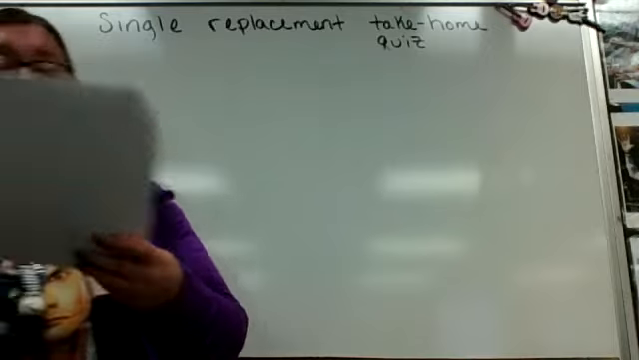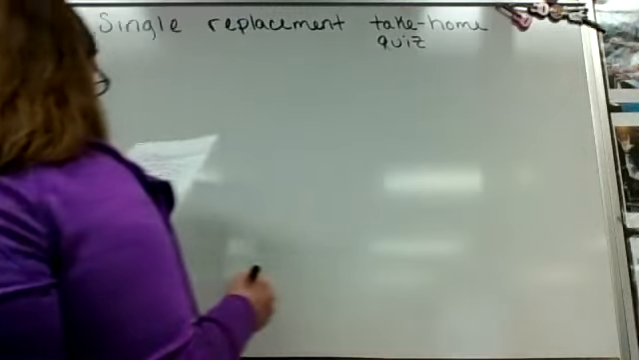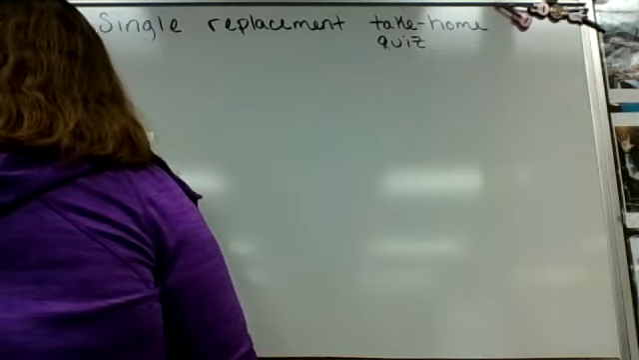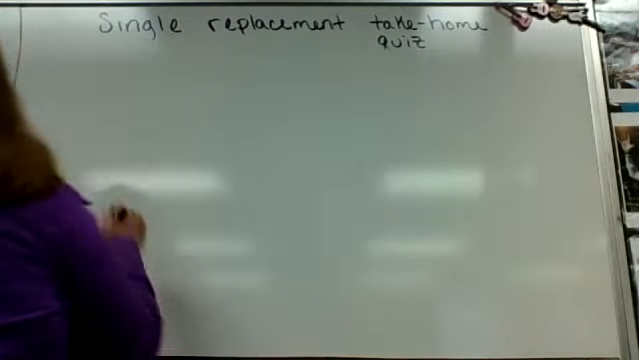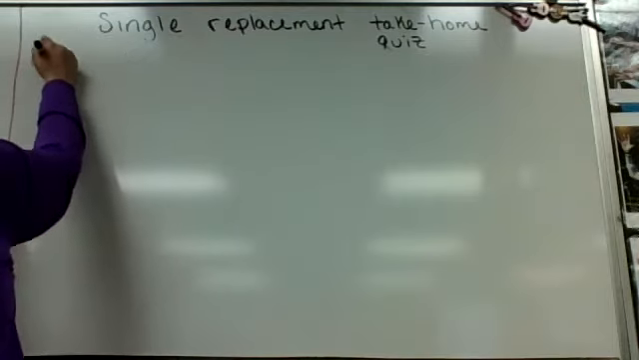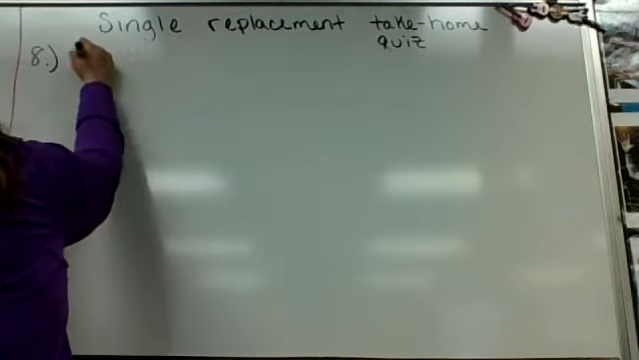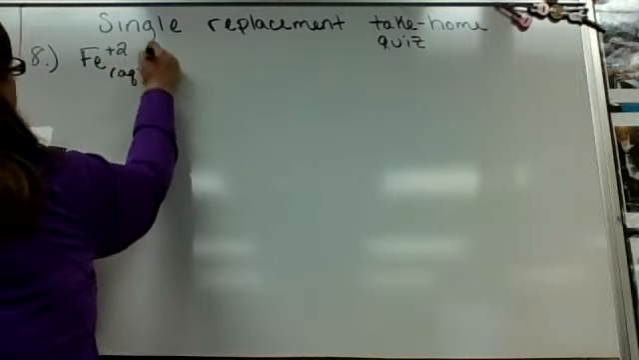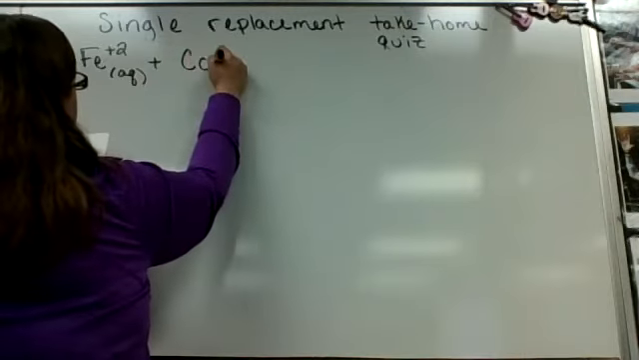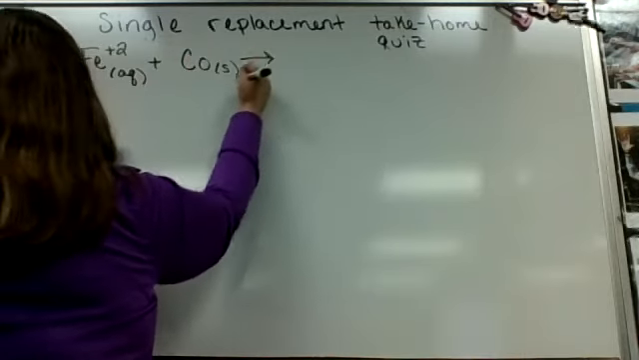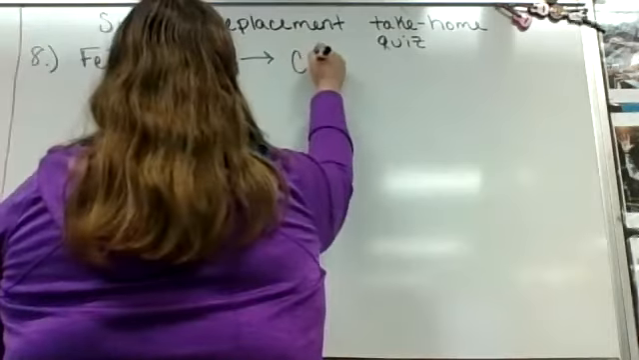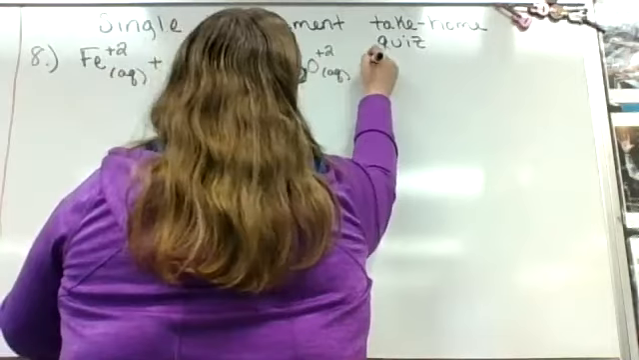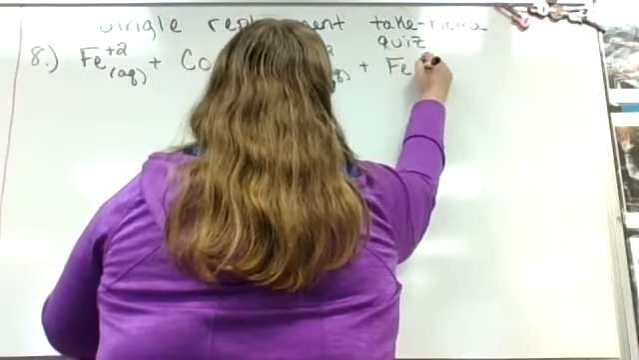So that brings us to number 8. The iron plus 2 ion, aqueous, plus cobalt metal, solid, yields the cobalt 2 ion, aqueous, plus solid iron.